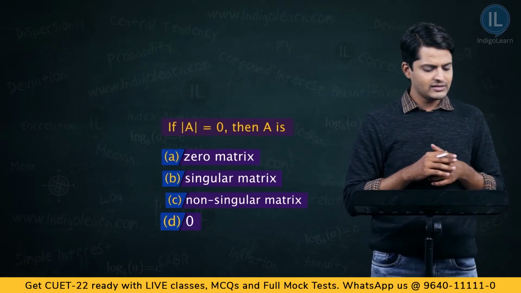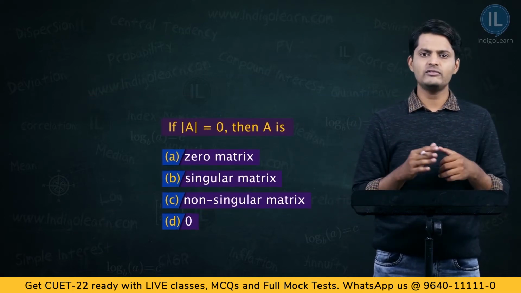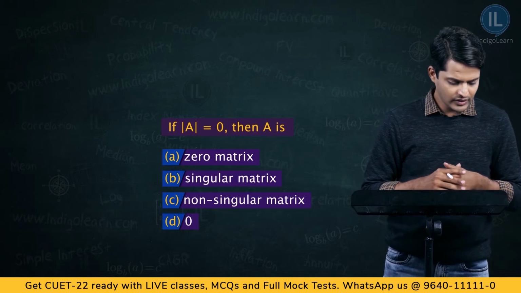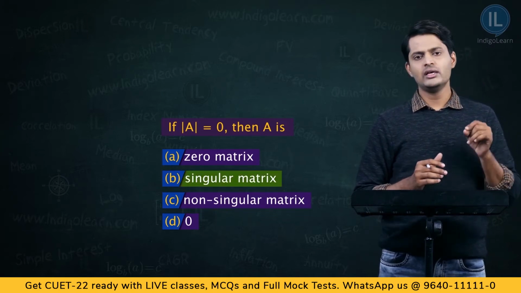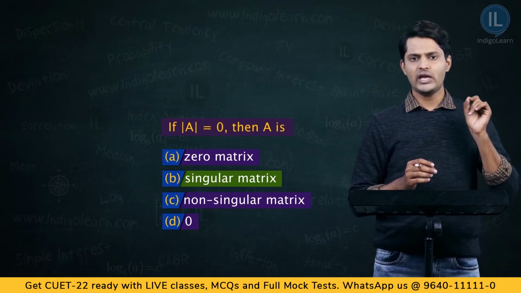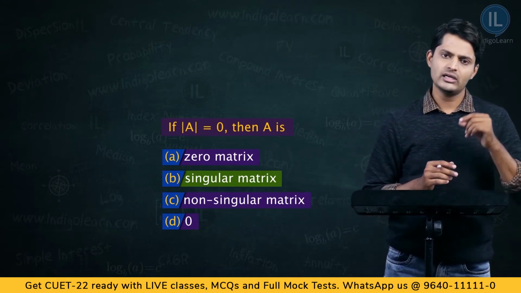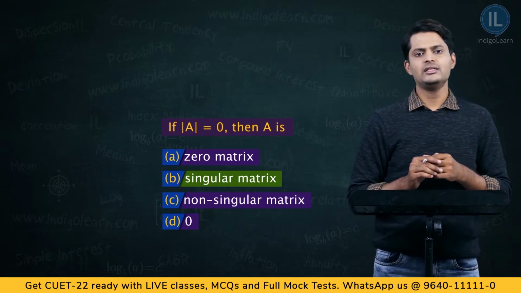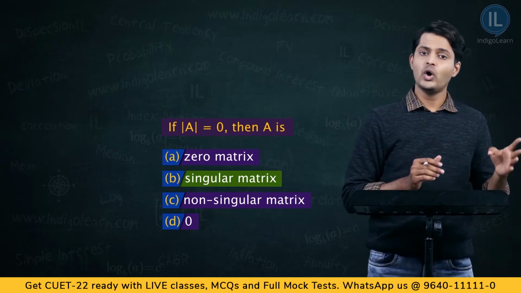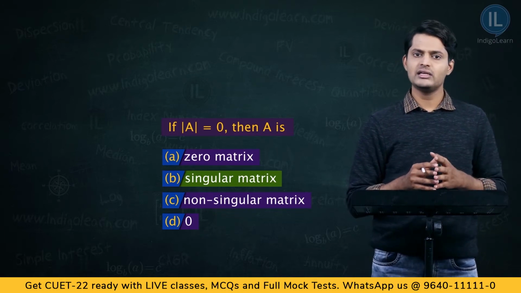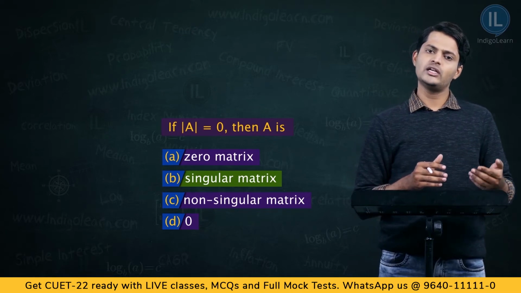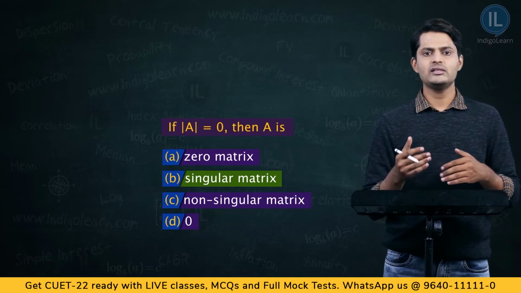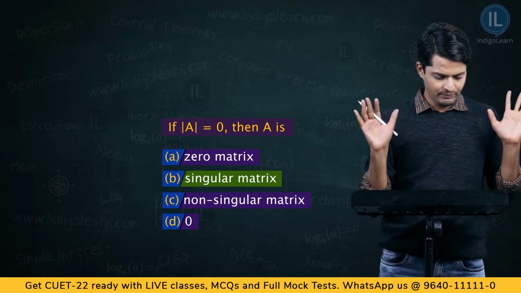If mod A is equal to 0, that means the determinant of the matrix A is equal to 0, then we call the matrix a singular matrix. Now, we discussed many times that finding the value of A inverse, or using Cramer's rule, works only when we have non-singular matrices. For a singular matrix, the determinant is 0, and when we put the determinant 0 in the denominator, anything divided by 0 becomes an indeterminate form, right.